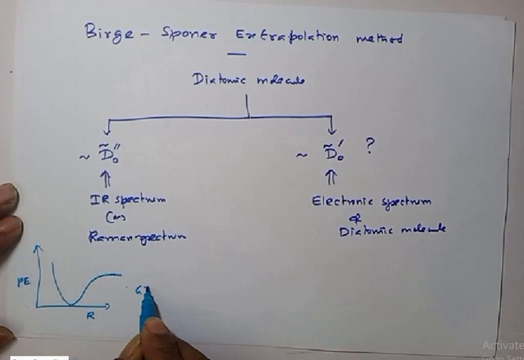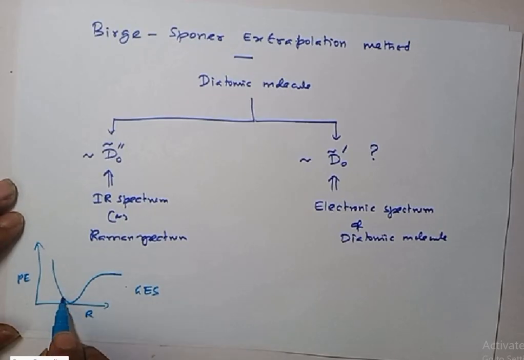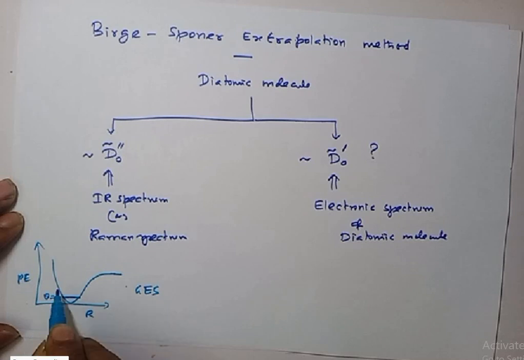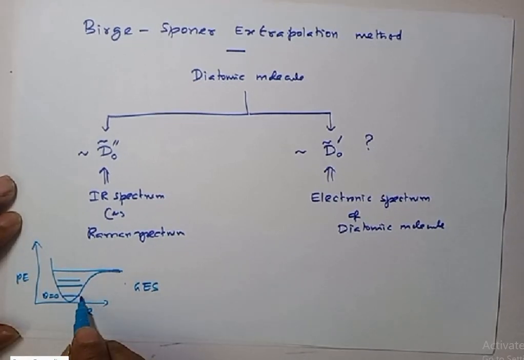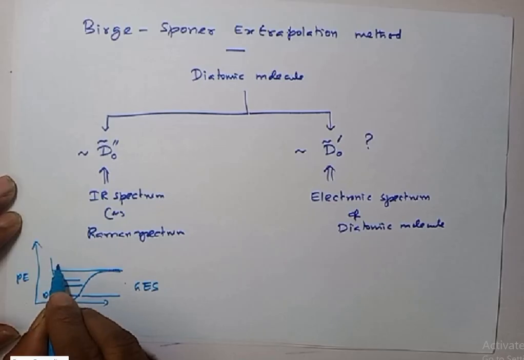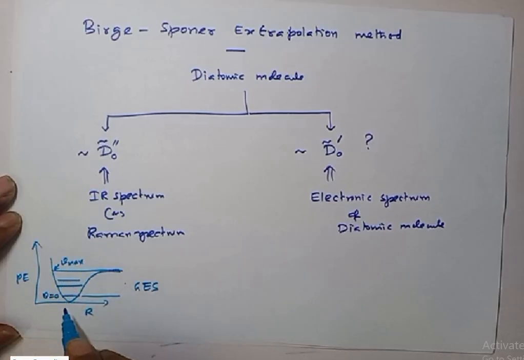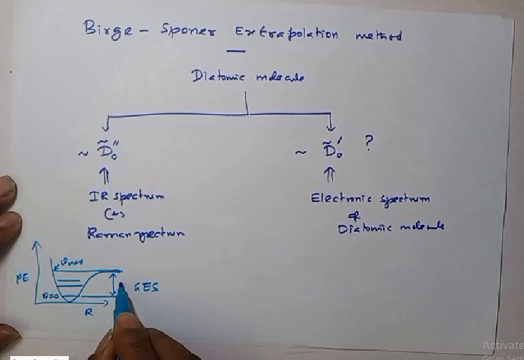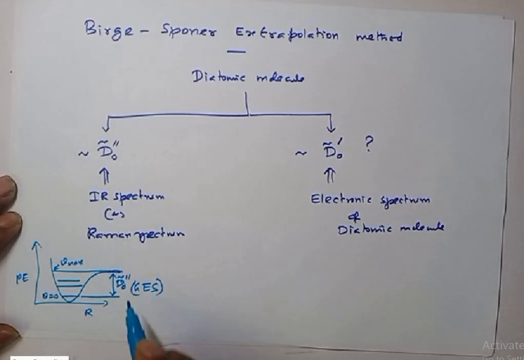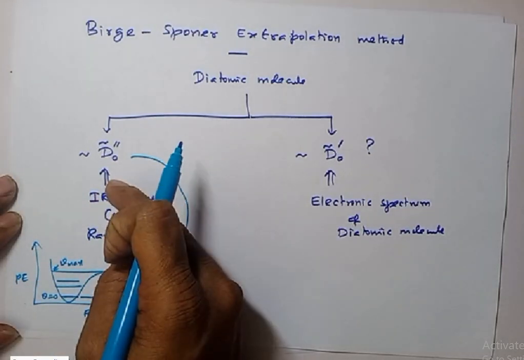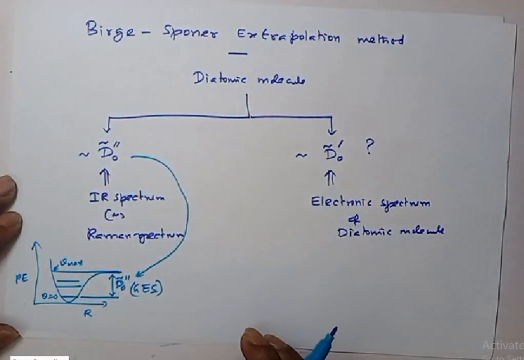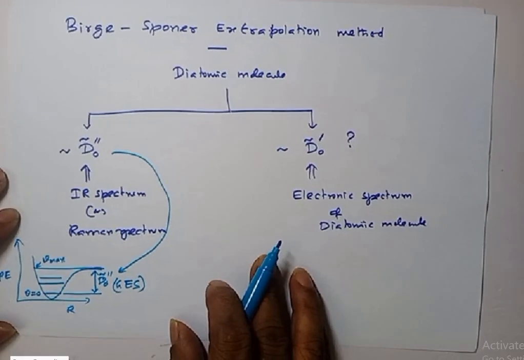Suppose this is the ground electronic state, then this is the ground vibration level, V equal to 0. Then we have V1, V2, etc. And there is a maximum where the molecule dissociates. Listen, this level is called the Vmax level. The gap between V0 and Vmax is what we call D0 double prime. D0 double prime is nothing but the dissociation energy of the molecule in the ground electronic state. This we can get from the results of the IR spectrum or from the Raman spectrum. Clear?